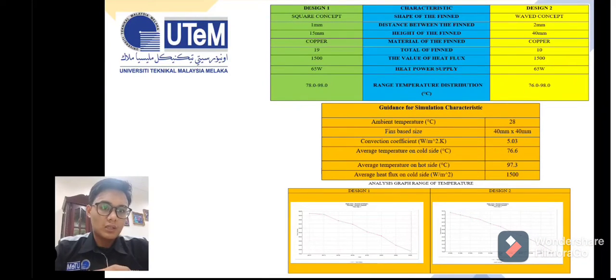And for the analysis of the graph range of the temperature, we can see that for design one we have some horizontal at the moment, and it goes down slowly, but for design 2 we can conclude that the temperature drastically goes down and becomes cool. So that's some analysis between the two designs.